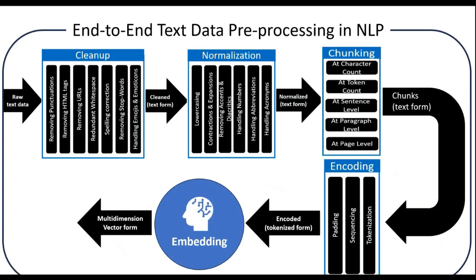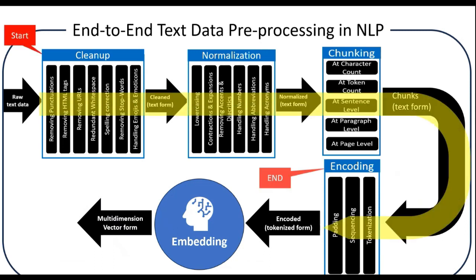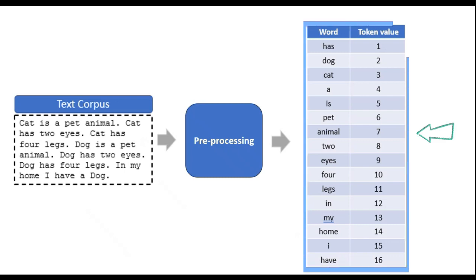This is the end-to-end pipeline for text data pre-processing, where this is the starting point and this is the ending point. In the text data pre-processing, we mainly perform these operations. So we do cleanup, normalization, chunking, and then encoding, where through tokenization, each unique word or subword is assigned a unique number. When we reach the end point of the pre-processing pipeline, this means that our data is cleaned, normalized, and tokenized, meaning each unique word or subword is assigned a unique number. We call it token values.